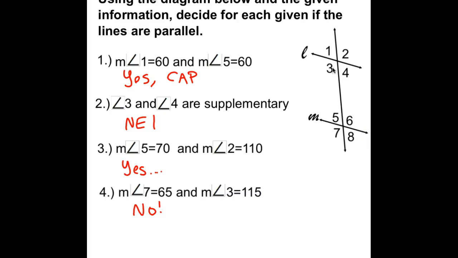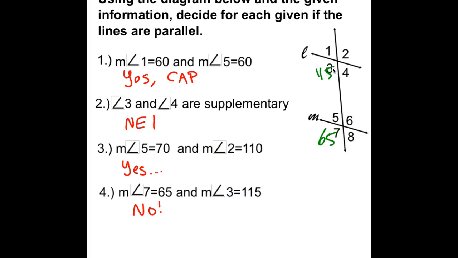Then if I go down to number 3, it says 5 is 70 and 2 is 110. Now there isn't a relationship between angle 5 and 2, but there is between 5, 1, and 2, because 5 is corresponding with 1, so if that one is 70, then these would be the same. Well, since 2 and 1 are supplementary and 70 plus 110 is 180, then I can do this roundabout way of determining that yes, those are in fact parallel. And then 7 is 65 and 3 is 115. Well, those are corresponding, so they should be the exact same for the lines to be parallel. That's why that one doesn't work.